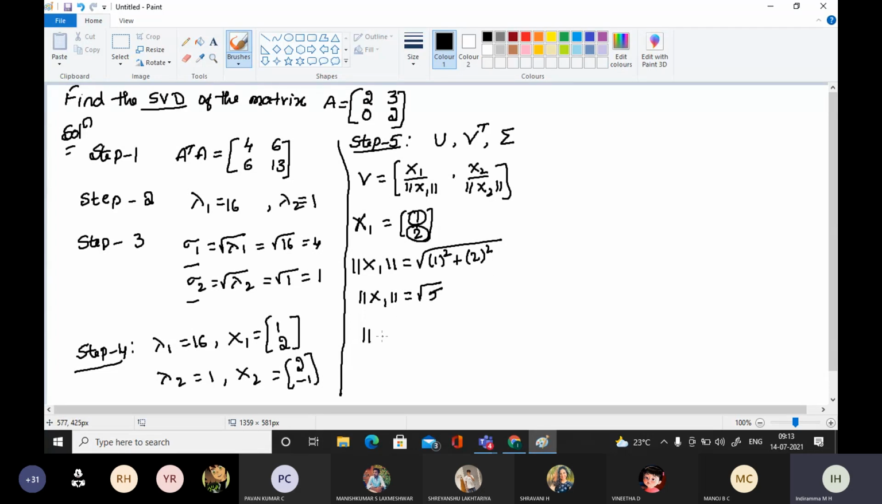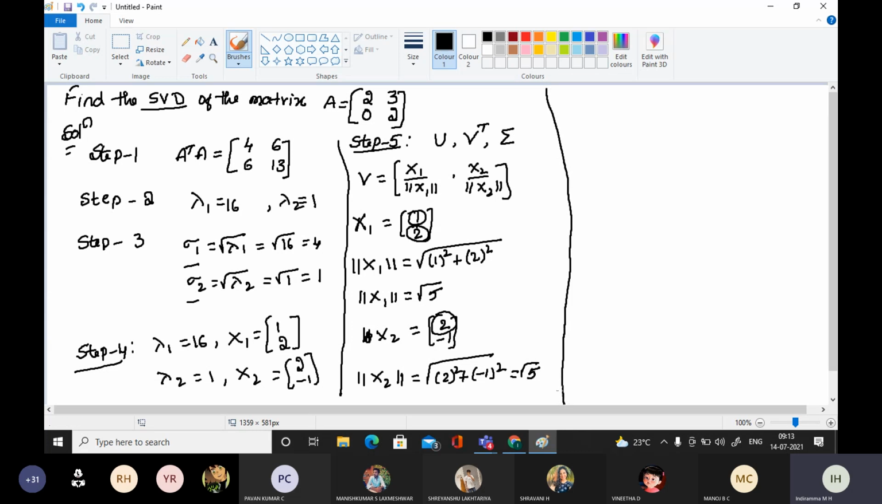Next, similarly we have to find the norm of x2. For that, consider x2, which is 2, minus 1. The norm of x2 is the square root of 2 squared plus (minus 1) squared. This is also root 5. Next we have to find the normalized vector v.